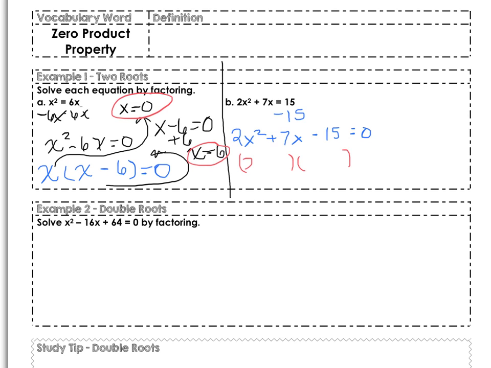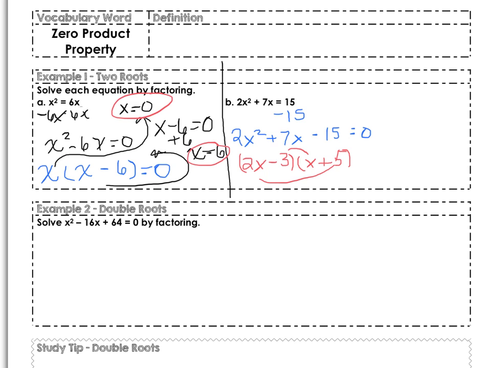So I know that one of them has to be 2x and one of them must be x because 2x times x is how I get 2x squared. But now I need to think about what multiplies to negative 15, and when I start FOILing it out using this 2x, something's going to have to produce a positive 7x. Well, that's going to get me a negative 3 and a positive 5, because when I FOIL this out, I'm going to end up with a 10x and a negative 3x producing a 7x, okay?